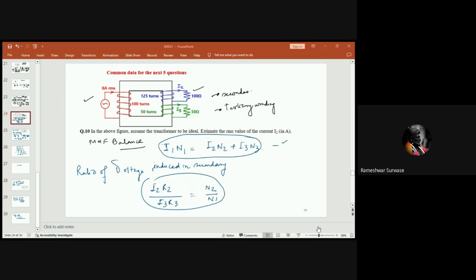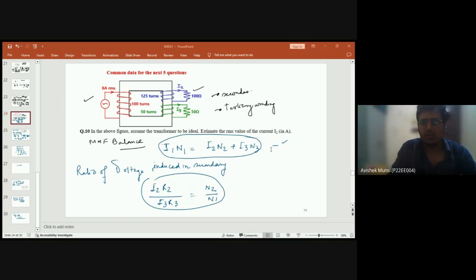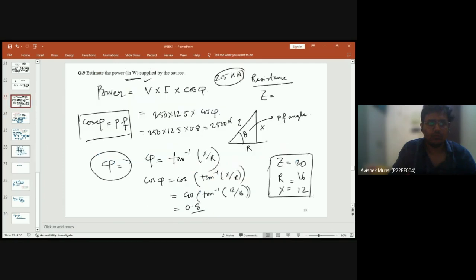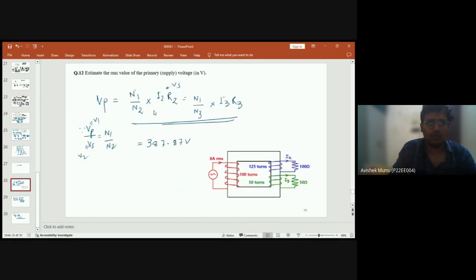Question number 12, sir. Vijay Lakshmi, which one? Question number 12. See, in question number 12, it was asked to calculate the primary voltage. So we know that primary voltage by current is equal to the turns ratio. So just put the basic formula.